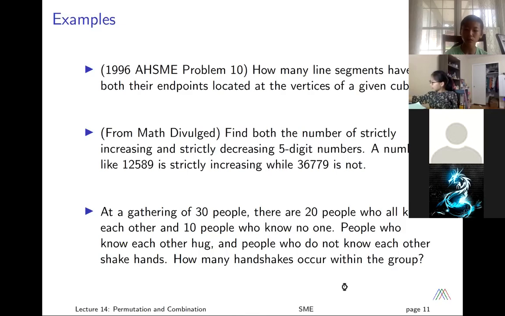So a hint for this first problem is that for a line segment, there are 2 endpoints. And you might be able to solve the problem by how you choose these 2 endpoints.